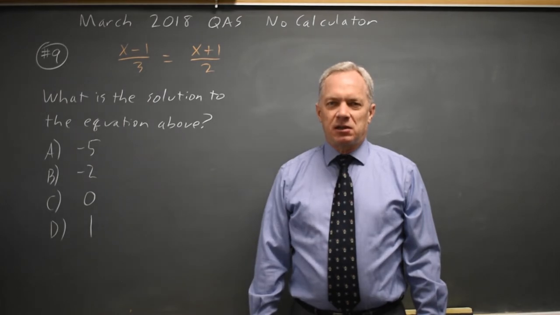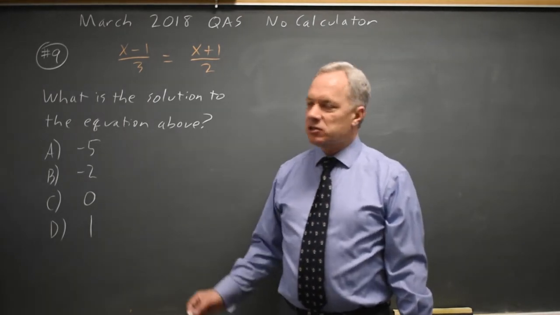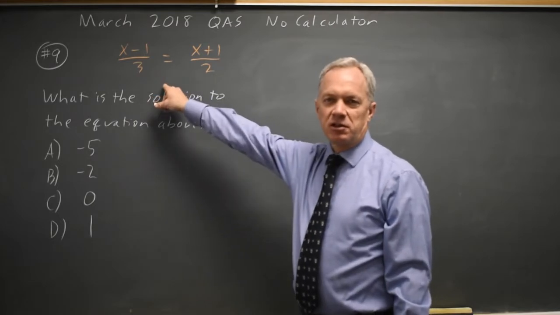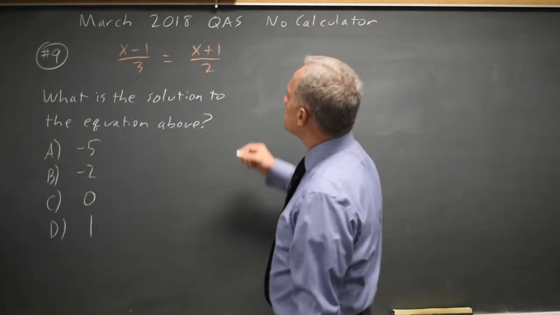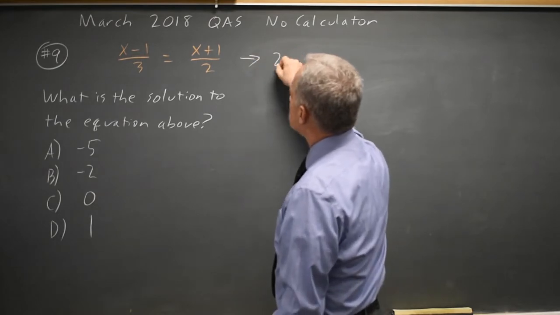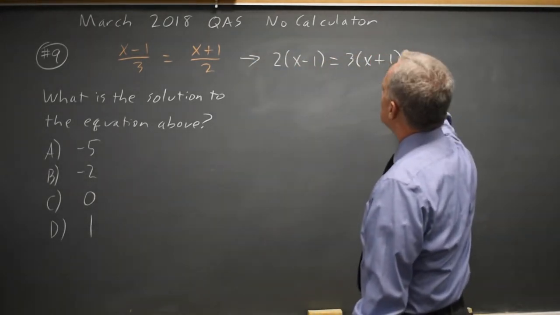This is question 9. College Board is asking us to solve an equation with a fraction on each side. It turns out this is actually a linear equation, not a rational equation, so it's easier than we might think at first glance. But I'm going to cross multiply because we love cross multiplying. So that gives me 2 times (x minus 1) equals 3 times (x plus 1).